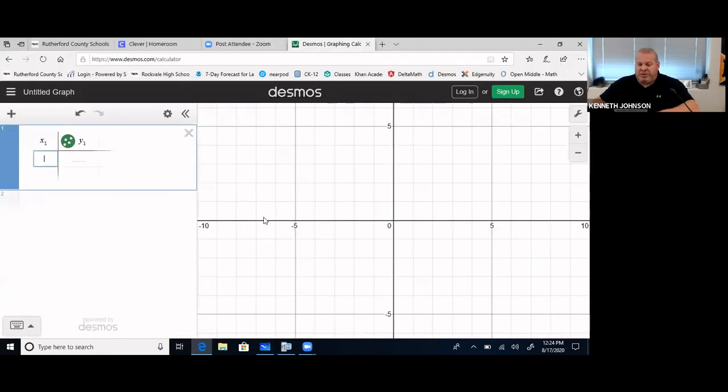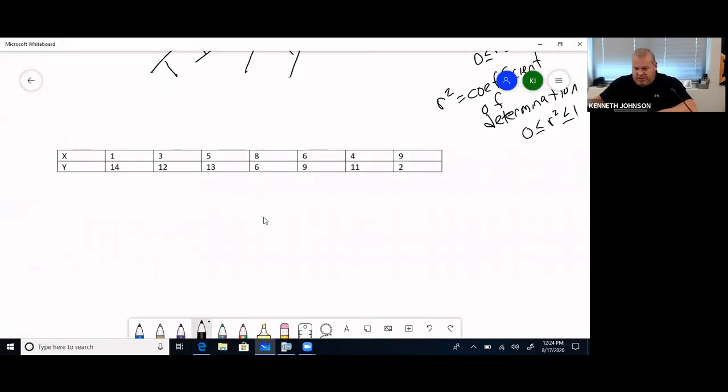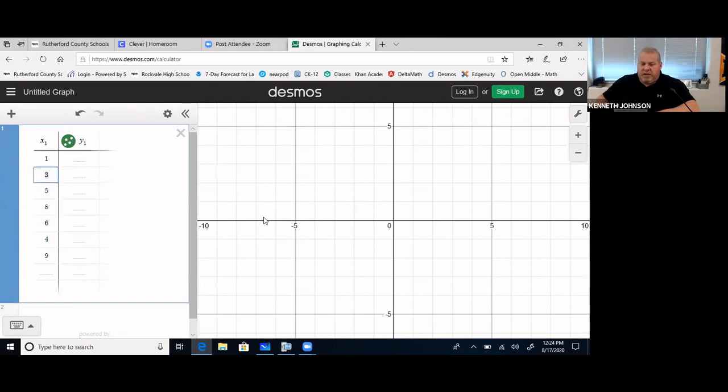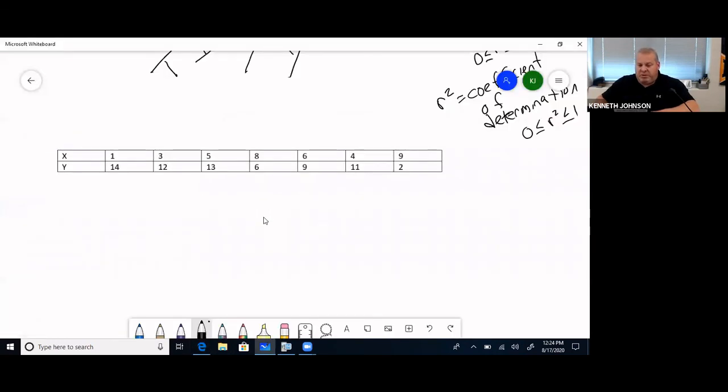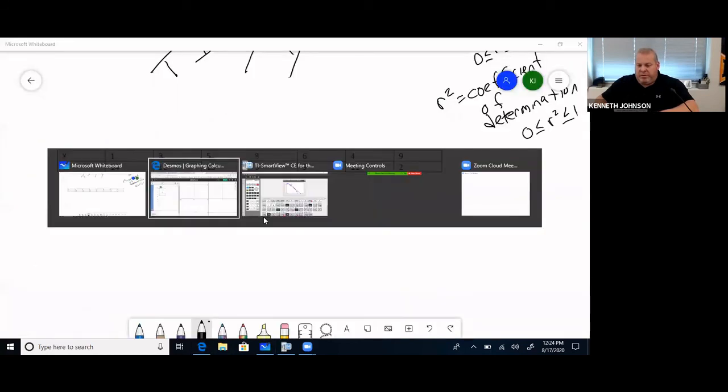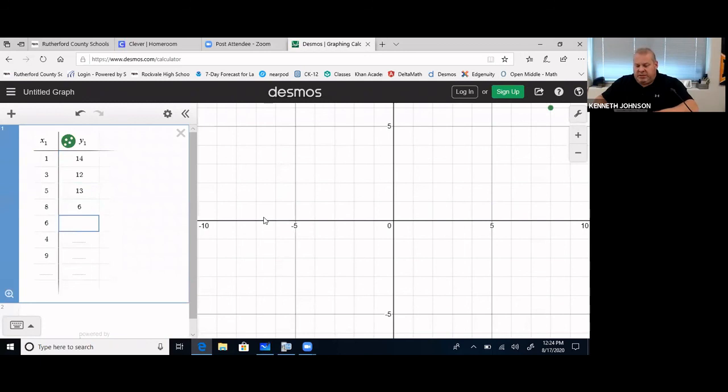My X values, 1, 3, 5, 8, 6, 4, 9. And then my y values, 14, 12, 13, 6, 9, 11, and 2.